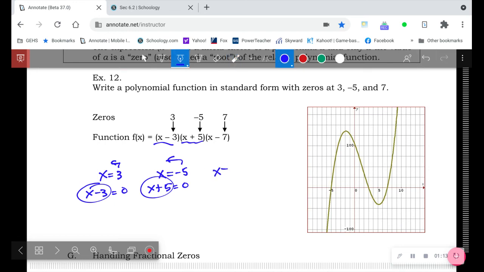Okay, let me write it down. x equals 7 is the last root or x-intercept. And if you bring that over, you find out that x minus 7 must have been the factor that generated that root. So here it is.